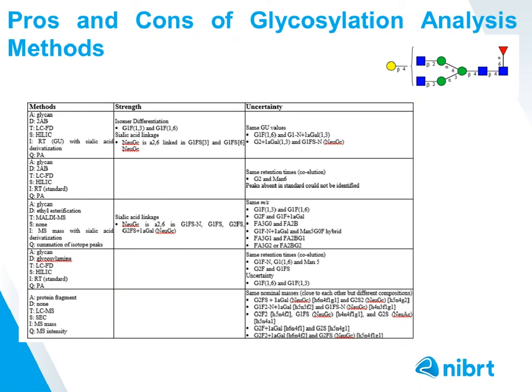So for example, that top hit was a lab that used sialic acid derivatization. And one of the strengths of this technology was that they were able to identify and differentiate 2 isomers of the G1S structure, which other technologies weren't able to identify. But one of the weaknesses was that there was an overlap of 2 particular glycans in this method.